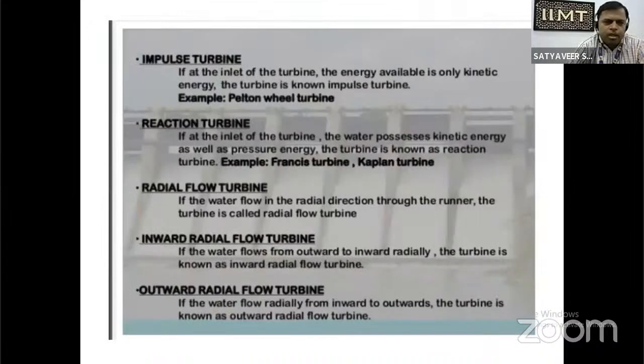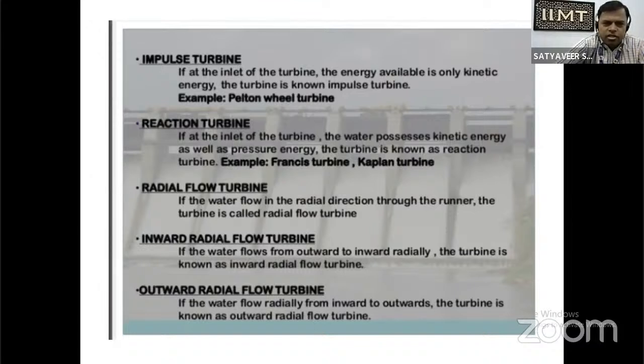Okay. Next, we talk about the detailed overview of the impulse turbine. In case of impulse turbine, this turbine is based on the impulsive principle. What is impulse? Whenever we apply a force on a body for a short time, then impulse is said to be done. So, in case of impulse turbine, if at the inlet of the turbine, the energy available is only the kinetic energy, the turbine is known as impulse turbine. For example, Pelton wheel turbine.